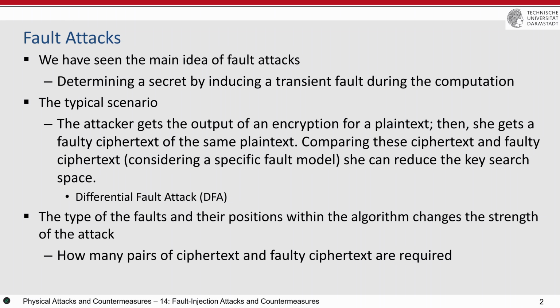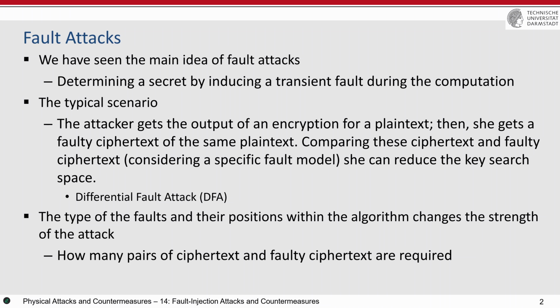And when we say the strength of the attack, it means how many pairs of the plain text and faulty ciphertext you need to perform the attack. And sometimes you need a particular fault to be injected into the system, and then you need, for example, thousands of such pairs of plain text and ciphertext, but injecting such a precise fault again and again with exactly the same position or under the same model might be not that easy.